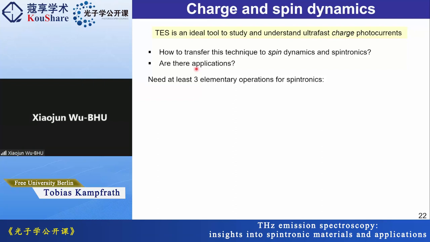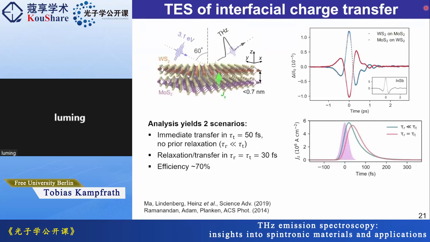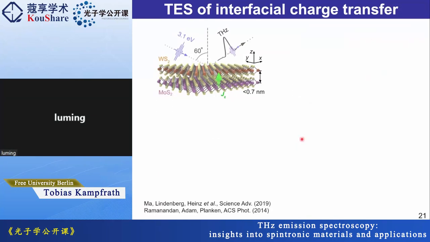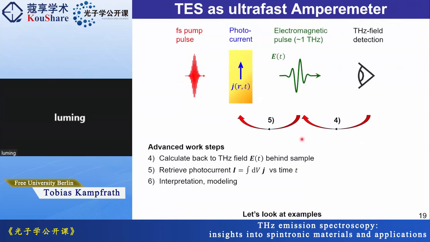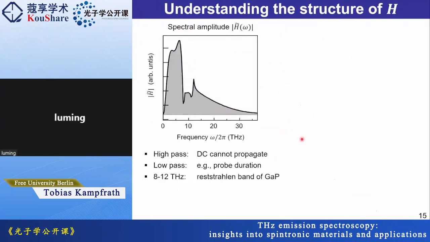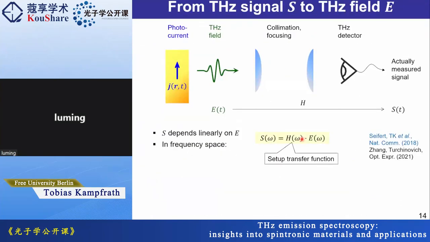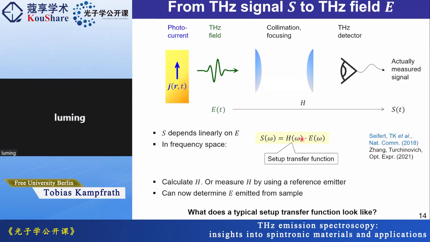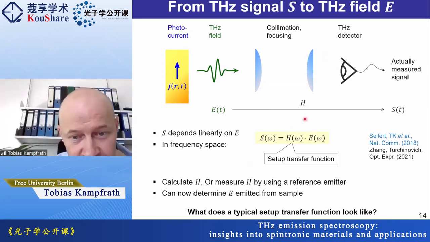Okay. Can I ask a question? Yeah, here comes a question. Okay, you want? Yeah. From the signal to the transmitted electric field, the convolution function h(omega). I want to ask how to calculate this function. Is this function only dependent on the experimental setup, or also dependent on the materials? So the question was, this setup transfer function, does it depend on the setup and the materials?